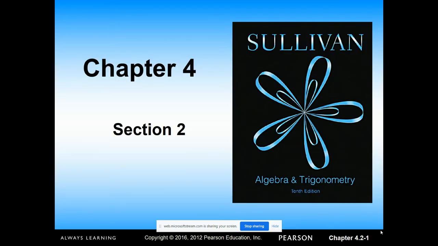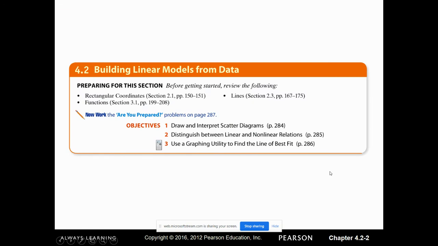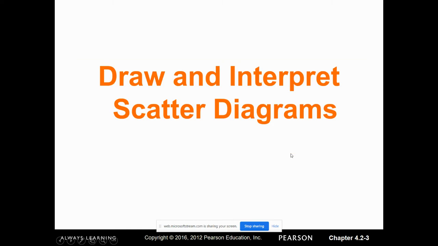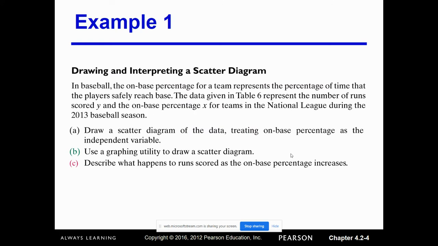All right, today we study Chapter 4, Section 2. In this section, we're going to learn how to draw and interpret scatter diagrams and how to distinguish between linear and nonlinear relations. And the last one, how to use a graphing utility to find the line of best fit. So now let's look at the first one, draw and interpret scatter diagrams.